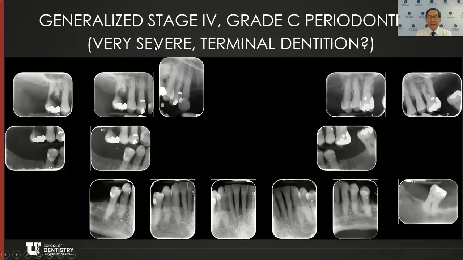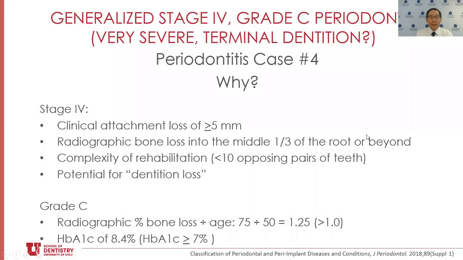This is a very severe periodontitis patient who has a terminal dentition, loss of at least the maxillary dentition, and potentially the mandibular is imminent, and we move forward as no treatment would be indicated for this type of patient. So why is this stage 4 grade C? Clinically, there's more than 5 millimeters attachment loss, definitely bone loss into the 1/3 or beyond, less than 10 opposing pairs of teeth. This patient is going to lose her teeth.